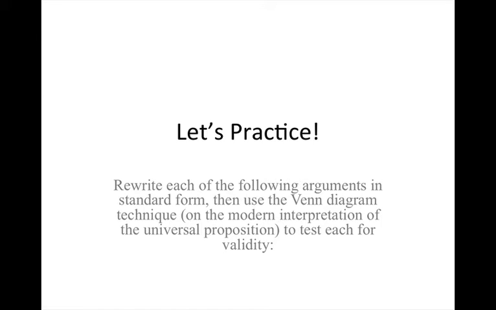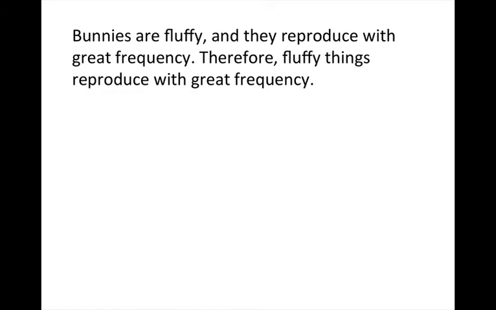So we've got a bunch of exercises. Let's go ahead and first rewrite the argument so that we put it in standard form. And then we'll use the Venn diagram method, the method of the modern interpretation, to test the argument for validity. Okay, so we've got the following. Bunnies are fluffy and they reproduce with great frequency. Therefore, fluffy things reproduce with great frequency.